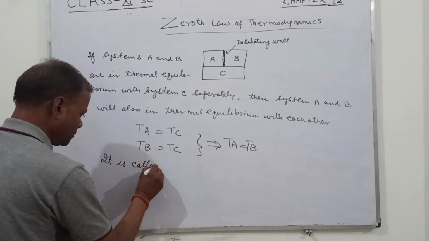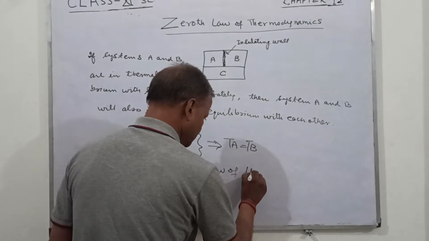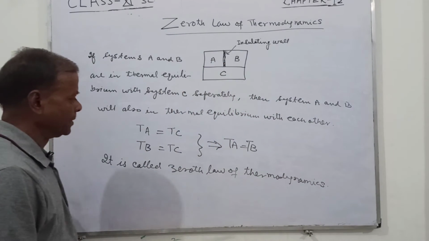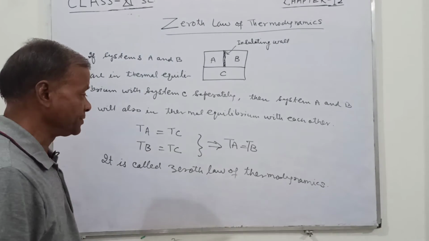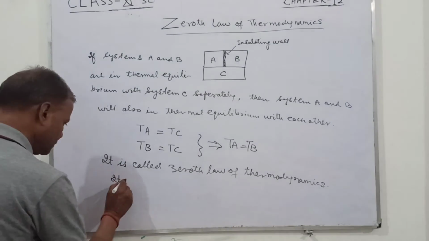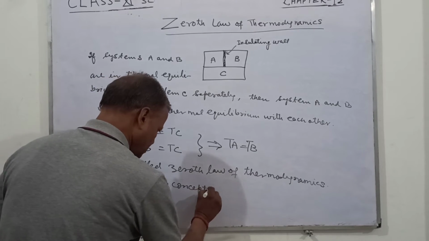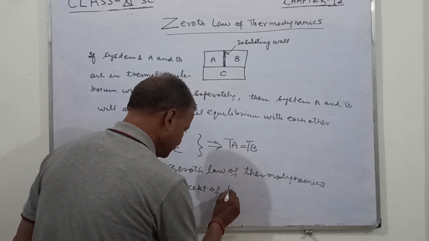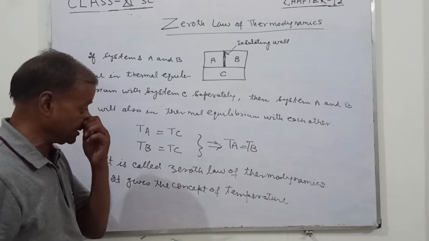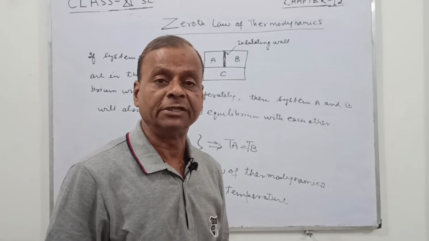It is called the Zeroth Law of Thermodynamics. And this law immediately gives you the concept of temperature. So this says that if two systems are not in thermal equilibrium, then their temperature will not be equal. If they are in thermal equilibrium, they will have the same temperature.